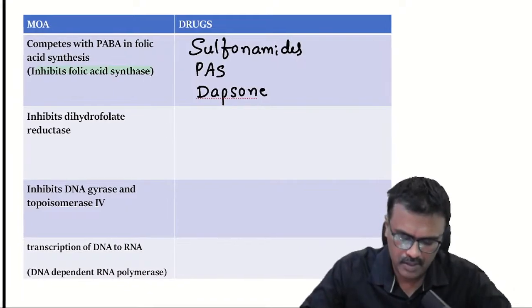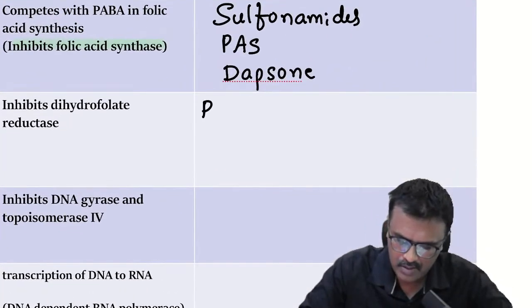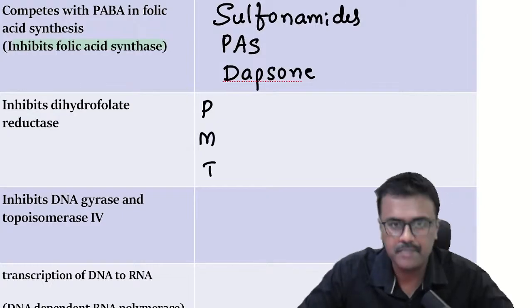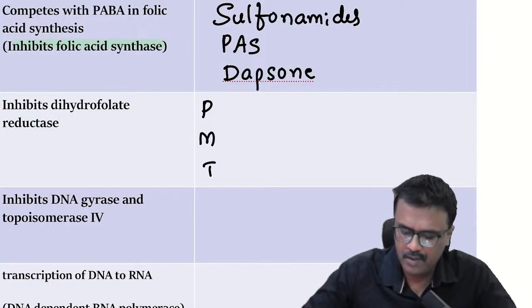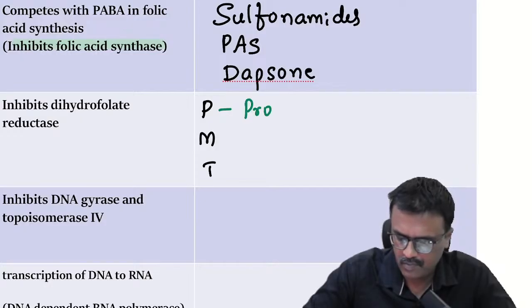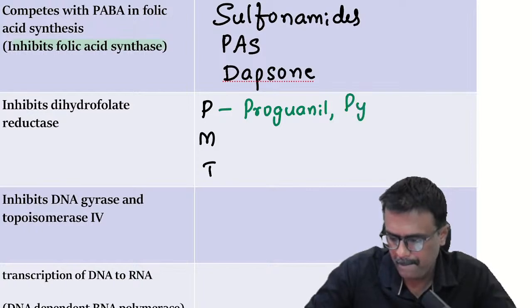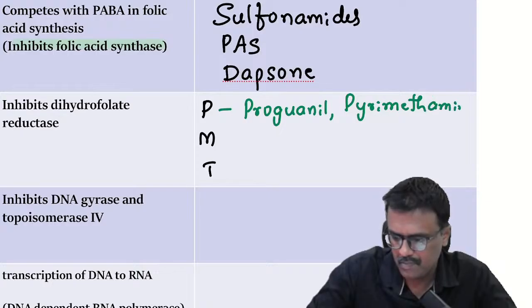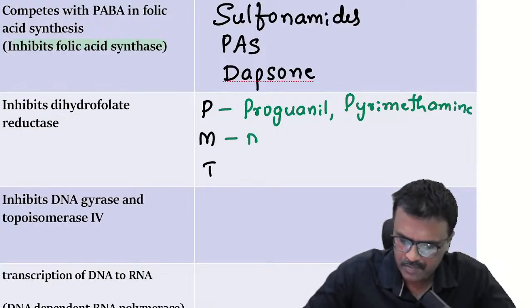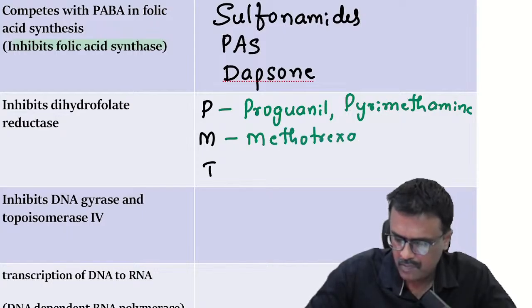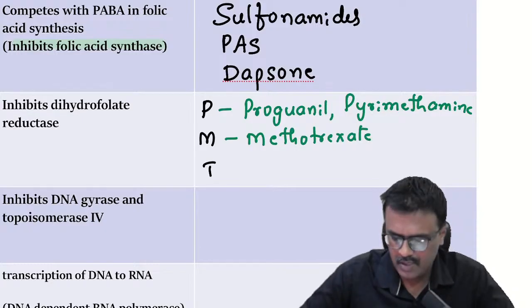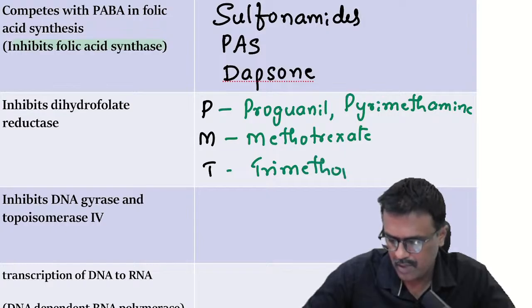The drugs inhibiting dihydrofolate reductase, the mnemonic is PMT. What is P? Proguanil and pyrimethamine. M for methotrexate. T for trimethoprim.